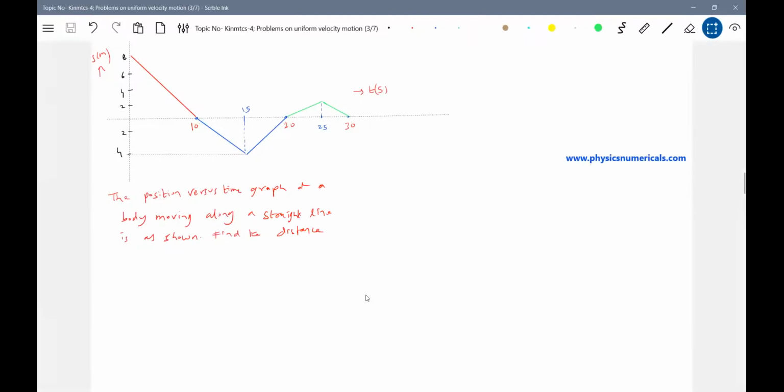Okay, let's get into this one. Find the distance covered, displacement, average speed and average velocity for the first 30 seconds.